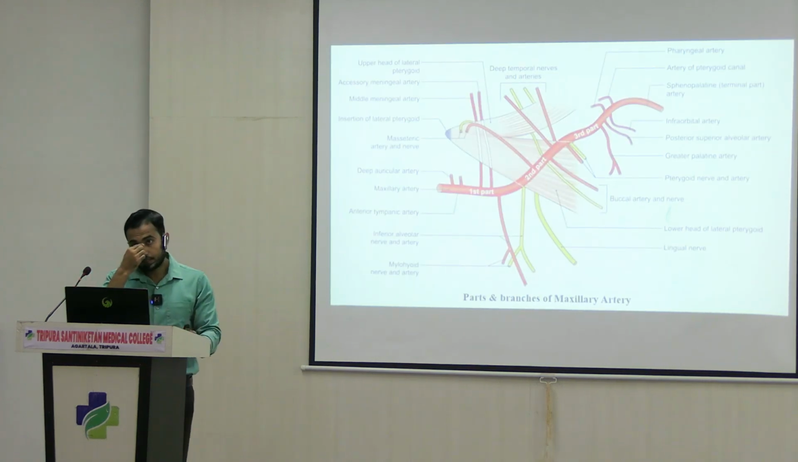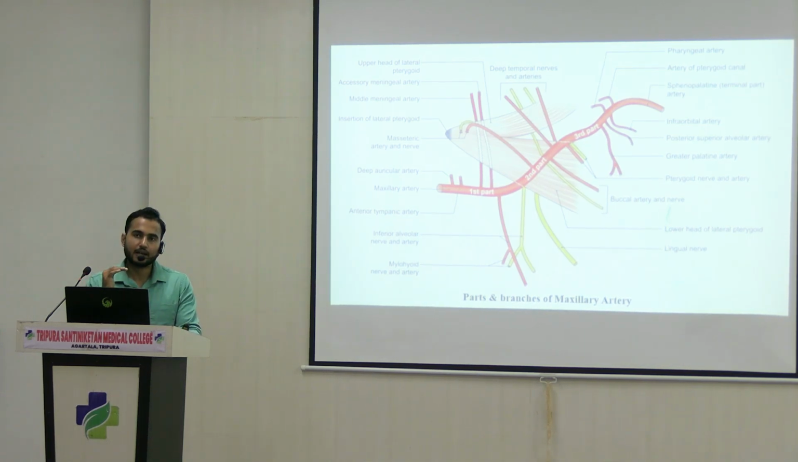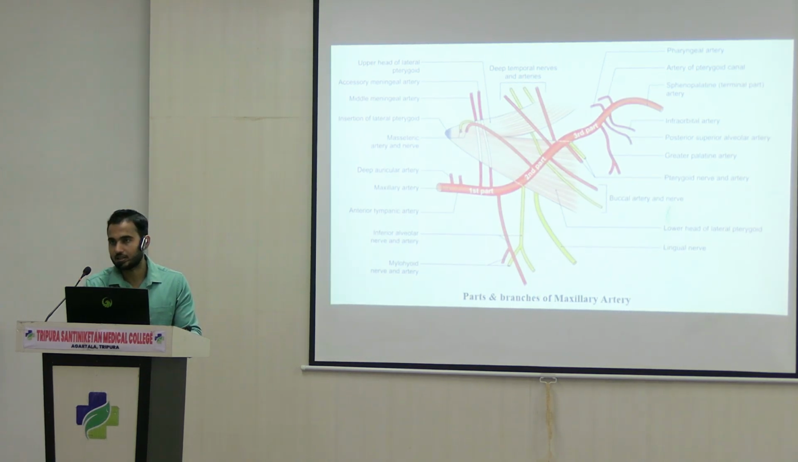Now, if you see the maxillary artery, three parts are there. Okay, in maxillary artery, three parts are there. There is a muscle called pterygoid muscle, a lateral pterygoid muscle. So, lower head of the lateral pterygoid muscle divides the artery into three parts. First part, second part, third part, or also called as mandibular part. Okay, then pterygoid part and pterygopalatine part. So, like these three parts are there of the maxillary artery.